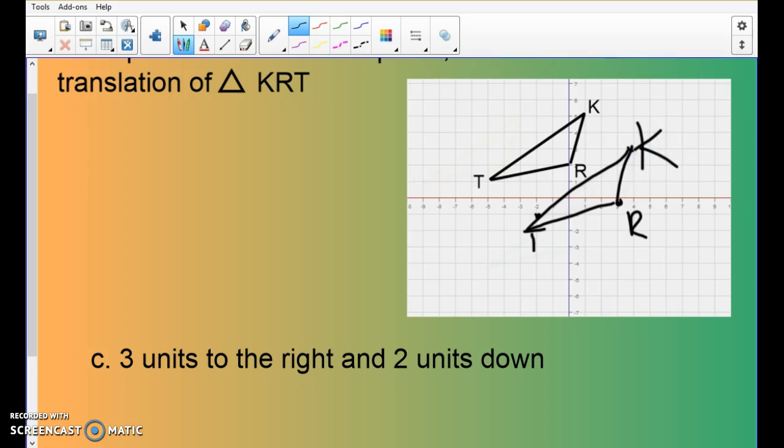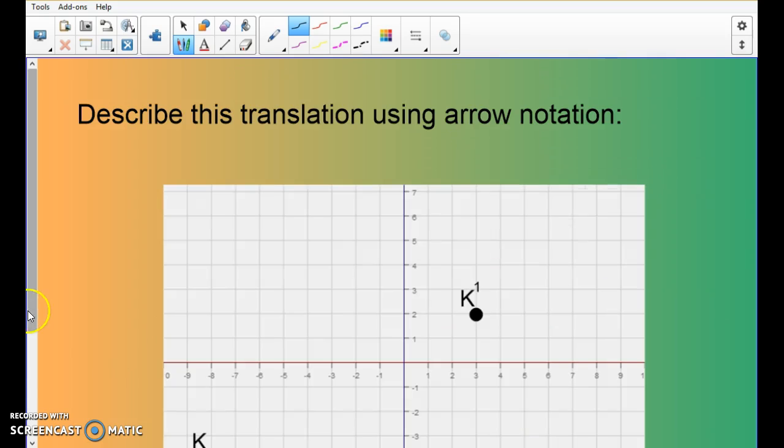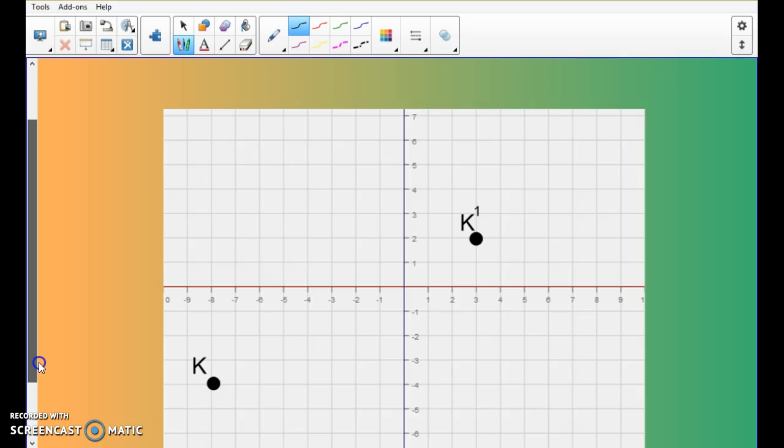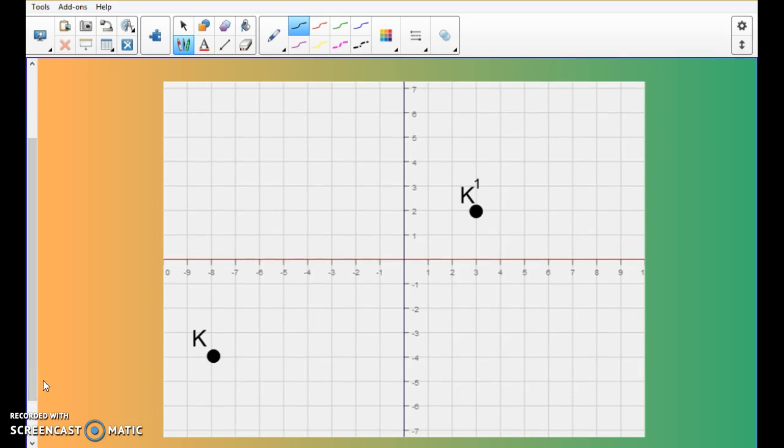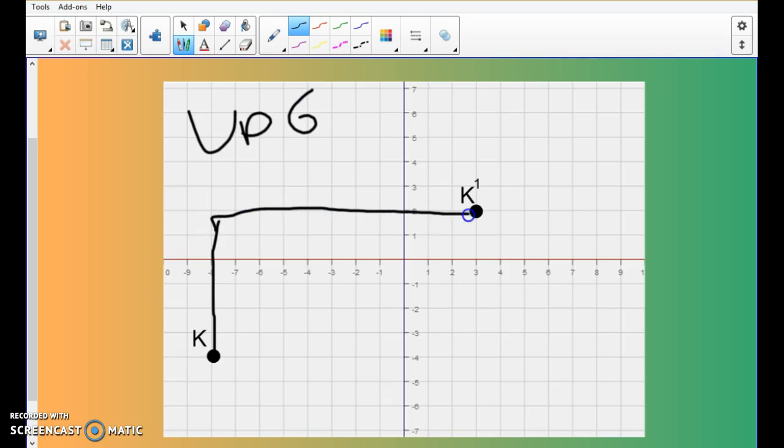Alright, so sometimes they're going to have us move the shape. Other times they're just going to ask us what the movement was. So starting from K, it looks like I'm going up from -4 to 2. So I would write up 6. And it looks like I'm going from -8 all the way to +3. So I would say right 11. Okay, important that we don't use words like over, because over could be left or right. So we're saying up 6, right 11.